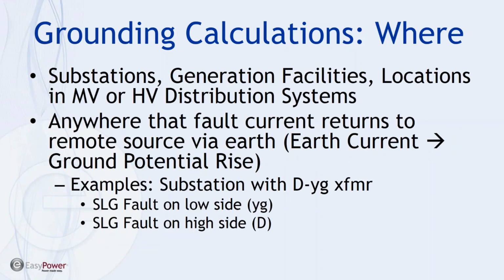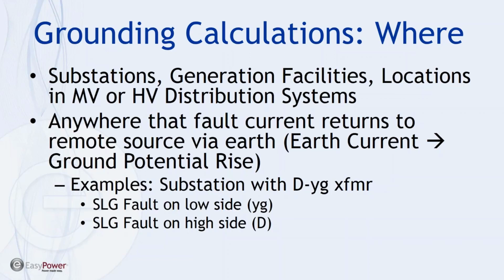So where do we ground? Grounding is thought of and designed into all electrical designs. However, in this presentation, we'll be discussing it in the context of substations, generation facilities, or locations in MV, HV distribution systems, such as maybe a solar farm or utility scale wind. The basic concept is anywhere that fault current returns to a remote source via Earth. And so the easiest way to make that make any sense is to give an example.